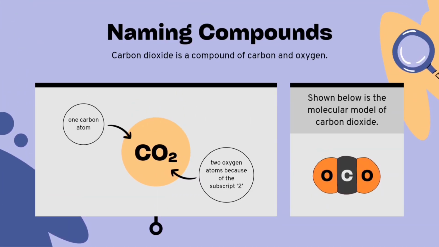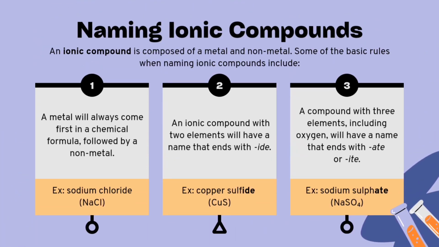Now we will show you with an example how to name compounds. Carbon dioxide is a compound of carbon and oxygen, one carbon atom and two oxygen atoms because of the subscript 2. Now we would learn how to name ionic compounds.